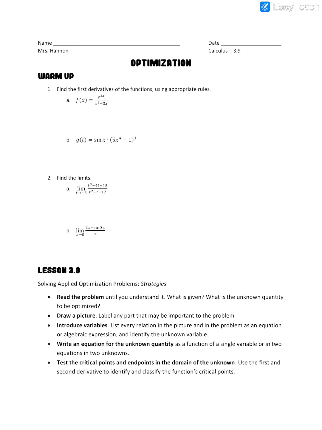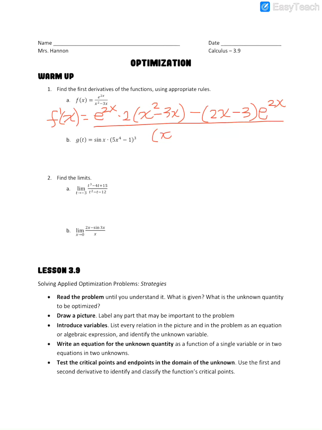Okay, so number 1, we're finding the first derivative. Number 1 is going to be the quotient rule. So we get f prime of x equals the derivative of the top, which is e to the 2x times the derivative of 2x, which is 2, times the bottom, x squared minus 3x, minus the derivative of the bottom, 2x minus 3, times the top, all over the bottom squared.